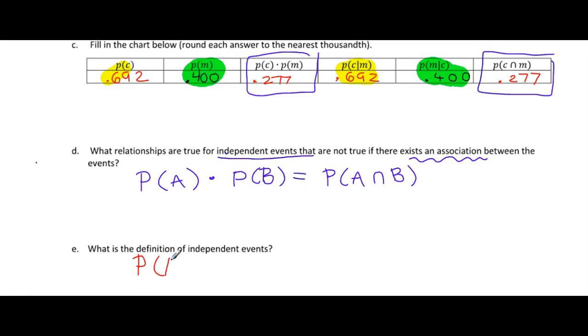So the probability of A given B is equal to the probability of A happening, because the fact that B happened had no effect on A. It didn't matter. So that is our true definition of independent events.